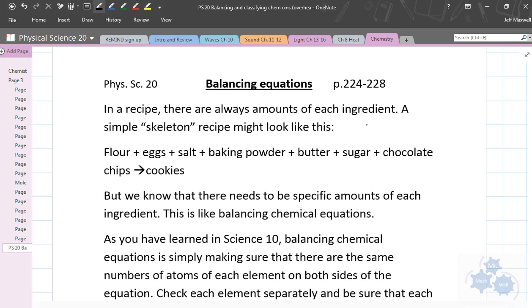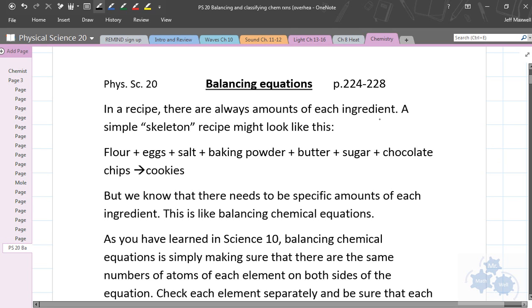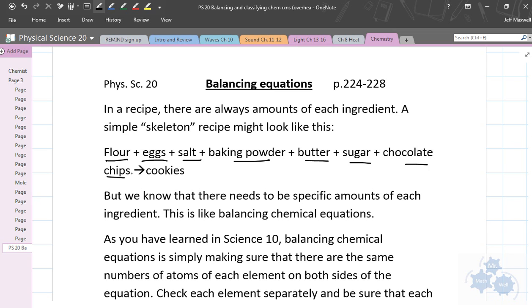Put up your hand if you've ever made cookies, either on your own or with a parent or a friend. Okay, that's most of you. So when you look at a recipe, there's always amounts of each ingredient that you're supposed to mix up. Always. You never see a recipe that just says add flour, eggs, salt, baking powder, butter, sugar, chocolate chips, and good luck with the rest of it. Just guess on how much you're supposed to put in, and hopefully you'll get some edible cookies, right? So you never see that in a recipe book.